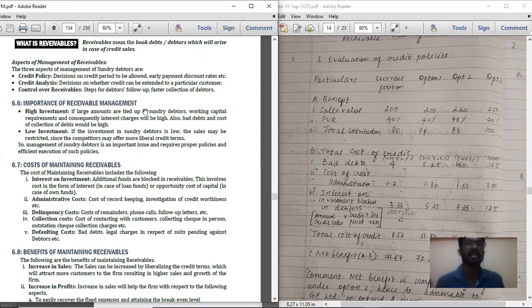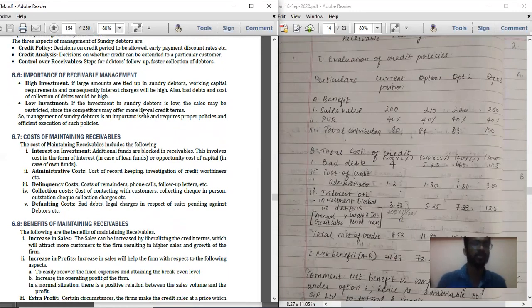And credit analysis: decisions on whether credit can be extended to a particular customer. Based on the receivables management of a particular customer, you can give an extra credit period to a customer who is loyal to you. So based on the credit analysis, you can give extra time. And control over receivables: with receivables management, you can have control over these receivables. Okay, this is receivables management.